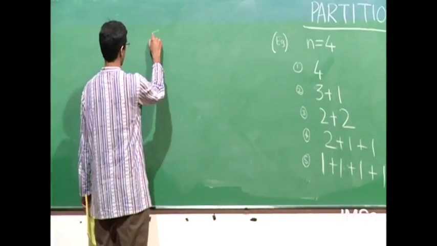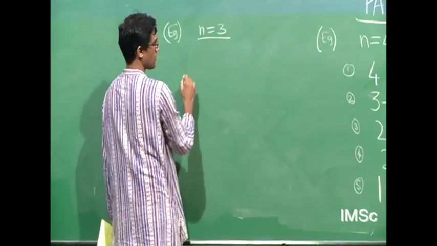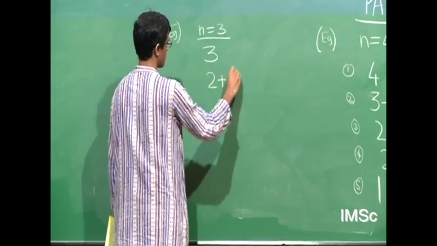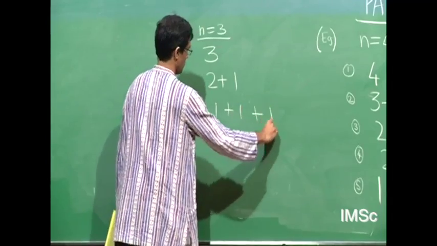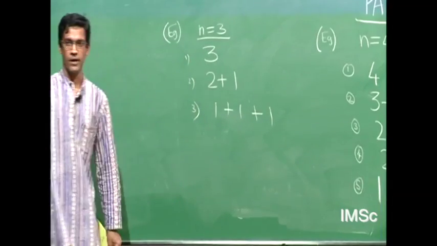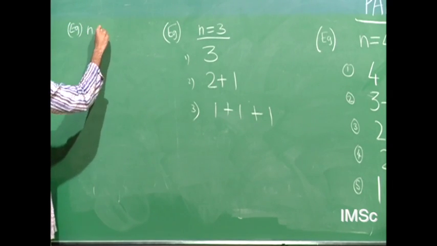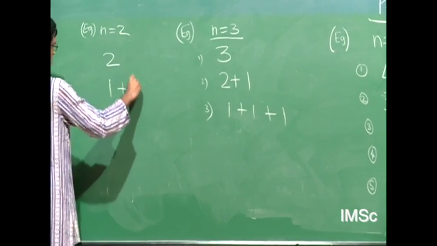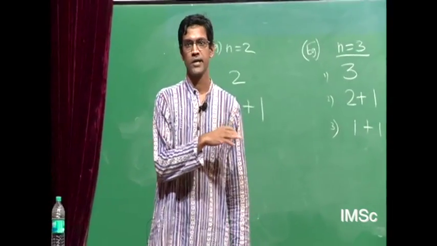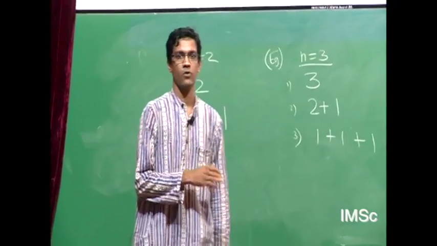Since we have done 4, let's do a somewhat smaller example, 3. What are the partitions of 3? So there are 3 of them. Okay. 2. That's it, right? What we are interested in for a start is to see how many total partitions there are for a given number.